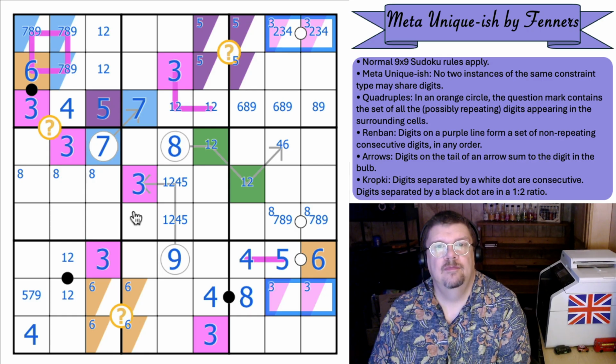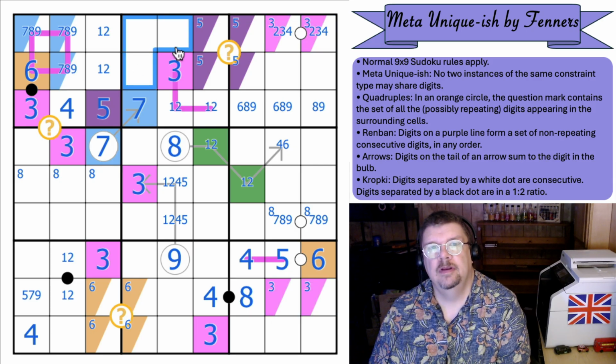Can I do more with 4s? 4 is in one of those 3 because it can't go on this quadruple. No, I don't see how that helps yet.